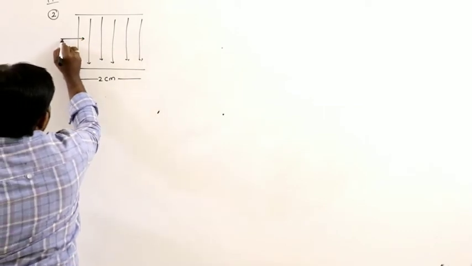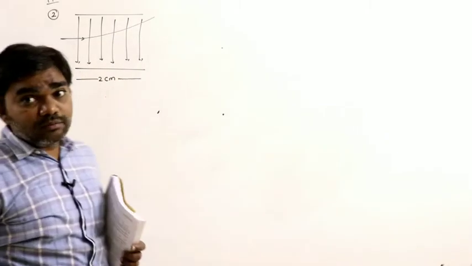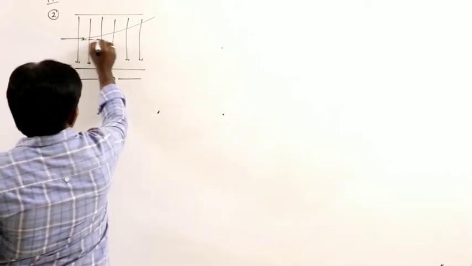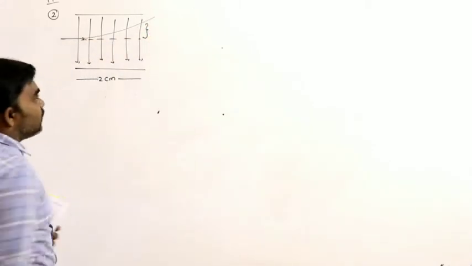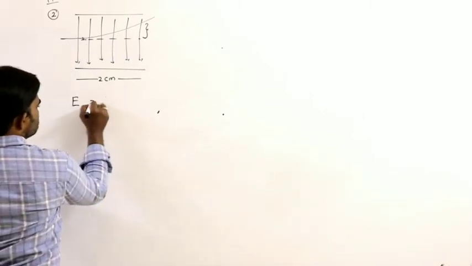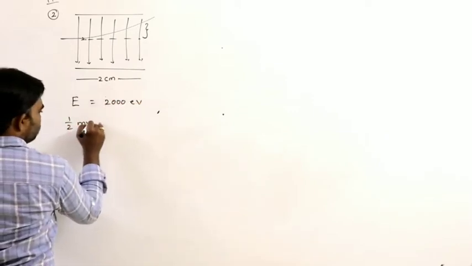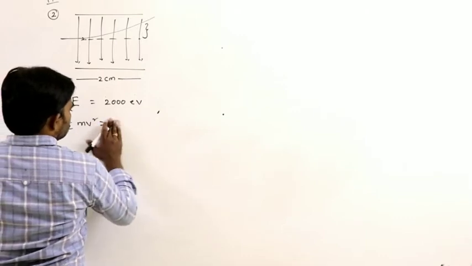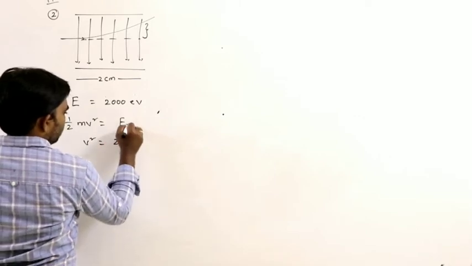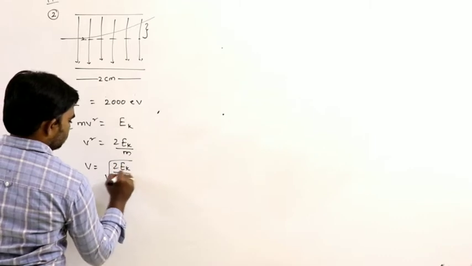So when the electron enters, it must deflect from its original path. The electron must move opposite to the direction of the electric field. The actual path is this one. What is the deflection? That is what we have to calculate. For that, the kinetic energy is given as 2000 electron volts. So half mv square is equal to the kinetic energy, v square is equal to 2 Ek by m, v is equal to under root 2 Ek by m.